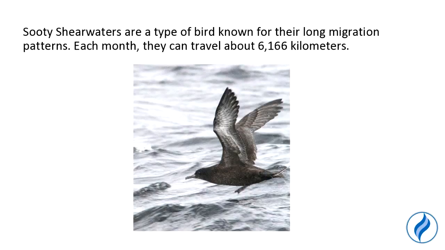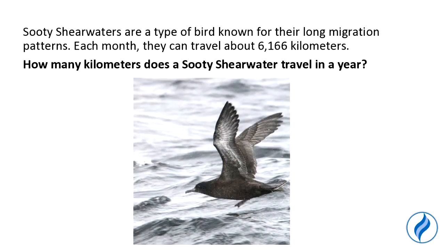Sooty shearwaters are a type of bird known for their long migration patterns. Each month, they can travel 6,166 kilometers. How many kilometers does a sooty shearwater travel in a year? Well, we know that in 1 month, they travel 6,166 kilometers. How many months are in a year?